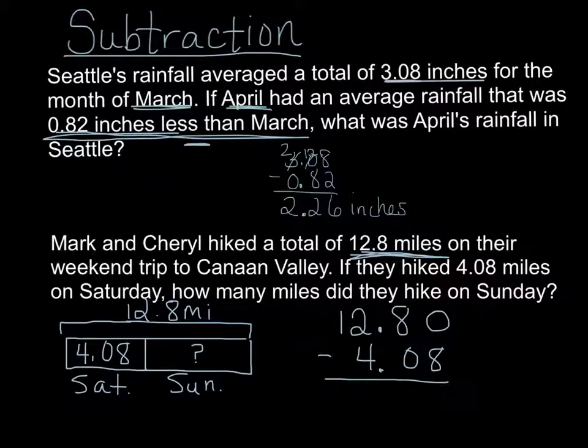Though I can't do 0 minus 8, I'm going to have to borrow or regroup. I will borrow from the 8. The 8 will become a 7. Since we borrowed a 10, we're making that 0 into a 10. 10 minus 8 is 2. 7 minus 0 is 7. 2 minus 4 you can't do, but you can do 12 minus 4, and that will be 8. So your answer is 8.72 miles.